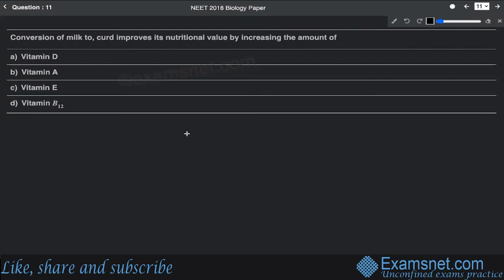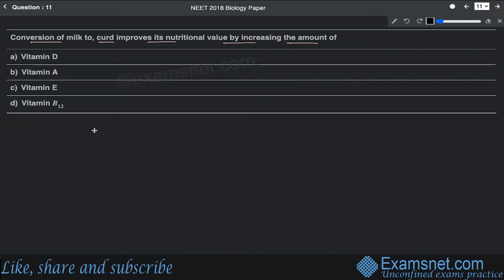Now question number 11. Question number 11 says that the conversion of milk to curd improves its nutritional value by increasing the amount of, all right, whether it's vitamin D, vitamin A, vitamin E, or vitamin B12. Now let me tell you that this question has been asked from the chapter of microbes in human welfare from your standard 12th. All right.